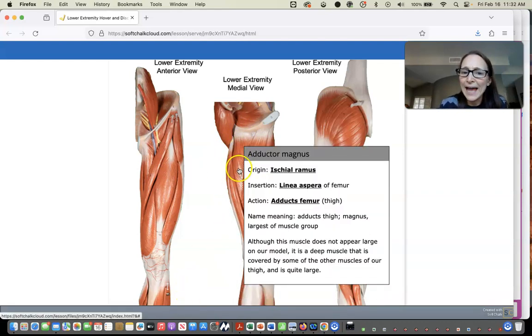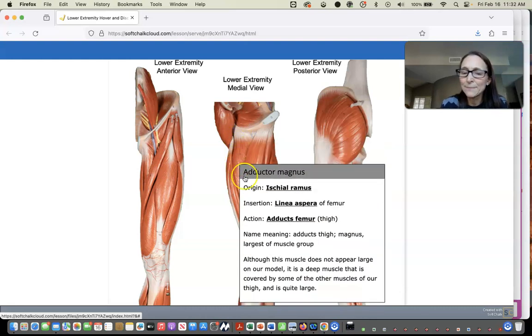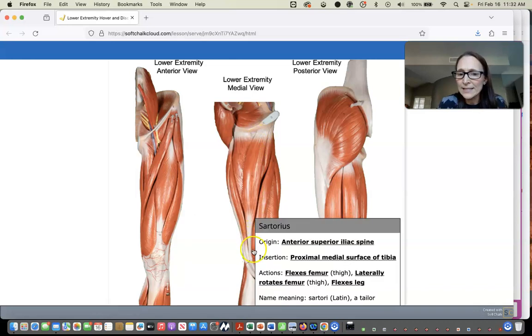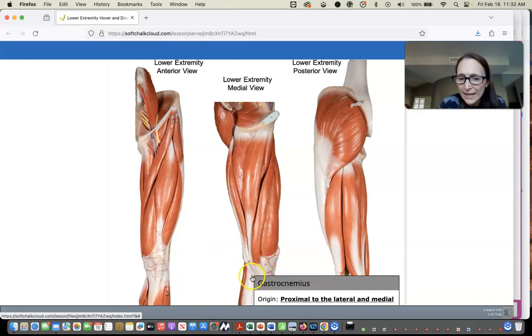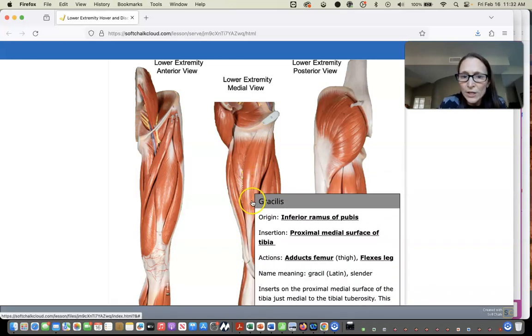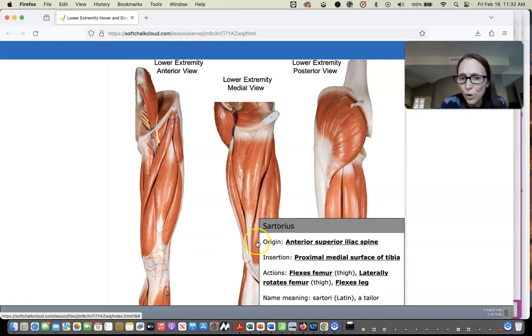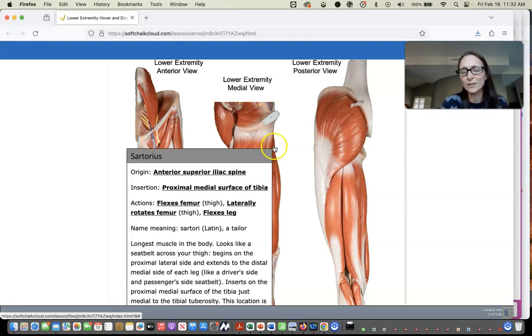So here's the adductor magnus, okay? Here, this muscle is the gracilis. Okay, and it's a nice long muscle. And then right next to it on its insertion, so here the gracilis is going to insert right next to the sartorius. So here's the sartorius muscle.